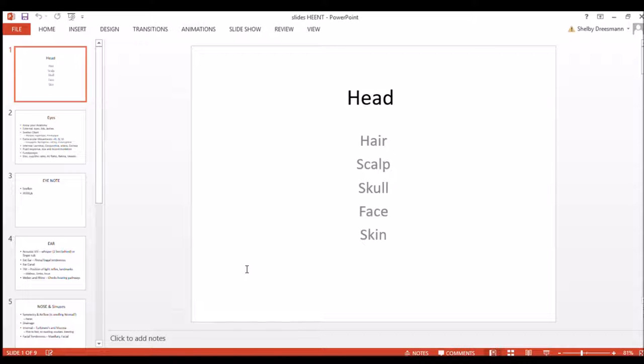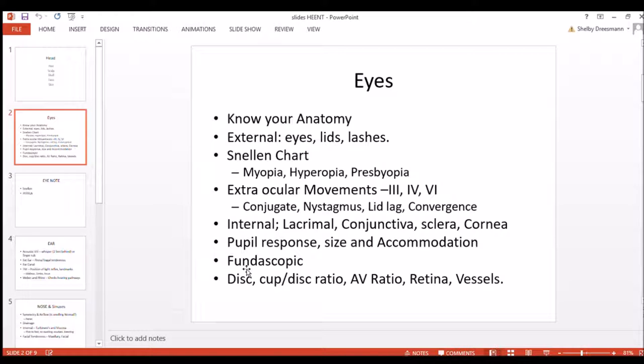The head, hair, scalp, skull, face, skin. I'm just going to read the anatomy, stuff on the head. So know your anatomy. The head is a bony structure that protects the brain and upper spinal cord. It specializes in the senses of vision, hearing, smell, and taste. There are 40 different bones, and the facial muscles are innervated by the trigeminal and facial nerves.